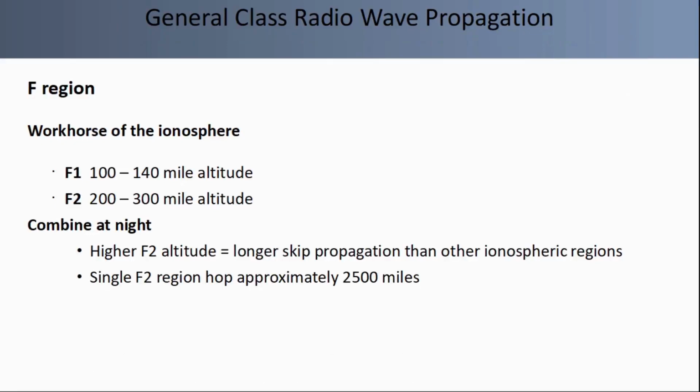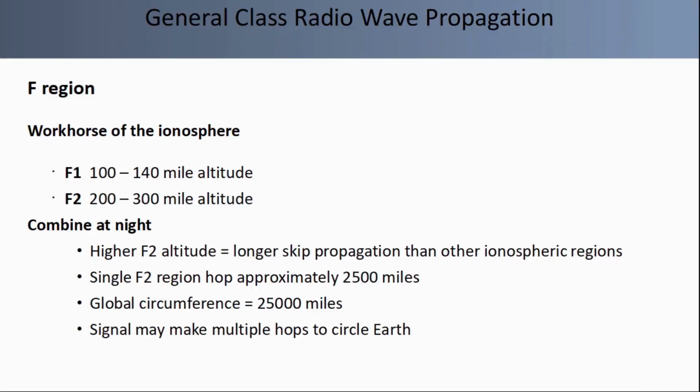Now, here's the numbers to prove it. A single F2 region hop is approximately 2,500 miles. Two questions in the pool regarding hop. One is an E layer, and that's 1,200 miles. The F2 is 2,500 miles, and that's because that layer is at higher altitude, further above the Earth's surface. So, a quick stat: our global circumference is right around 25,000 miles. How do you get around the Earth if your hop only goes 2,500 miles? Aha.